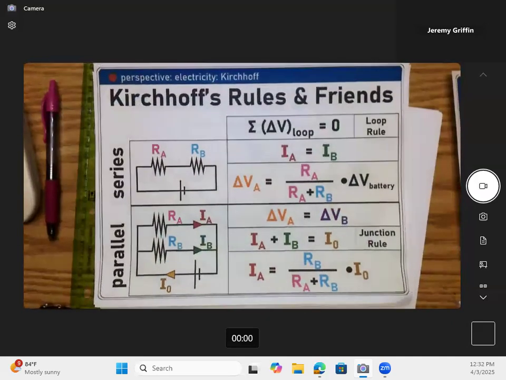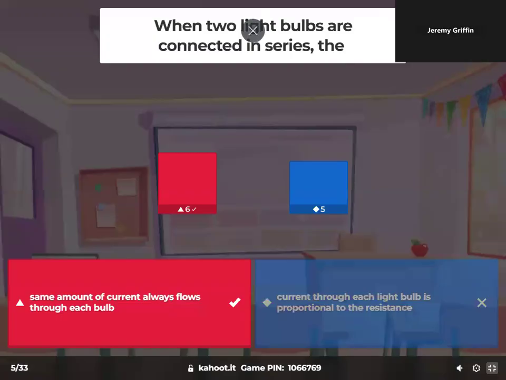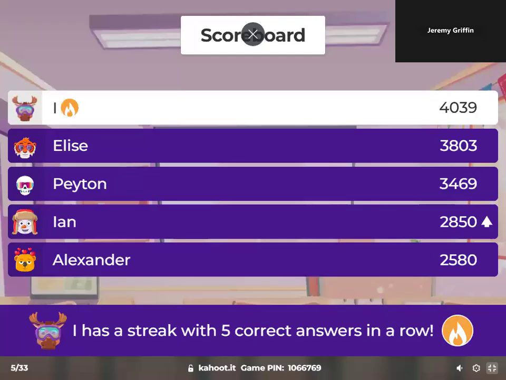So a lot going on right there. That poster's hanging right here in my room. If you're in class, you can see it. That might be helpful tomorrow on the quiz. All right, so you guys good with that? All right.